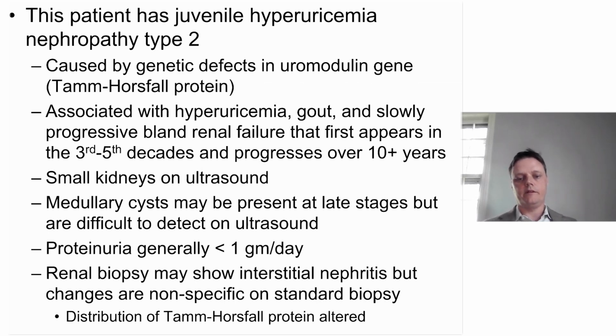Medullary cysts may be present at later stages, but are difficult to see on ultrasound, and proteinuria is generally low. Renal biopsy may show interstitial nephritis, but changes are generally non-specific on a standard biopsy. There is altered distribution of Tamm-Horsfall protein, but this is very difficult to detect. It is an autosomal dominant condition due to defects in the UMOD gene.